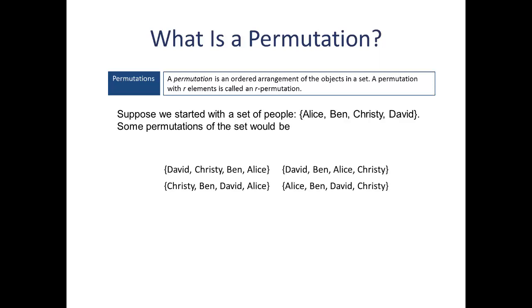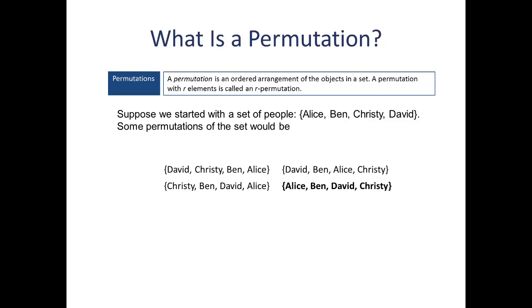Suppose we start with a set made up of 4 people: Alice, Ben, Christy, and David. Some permutations of that set would be David, Christy, Ben, Alice; David, Ben, Alice, Christy; Christy, Ben, David, Alice; and Alice, Ben, David, Christy. The key thing I want you to take away from these examples is that even though they all have the same 4 names in them, they're considered different permutations because the order of the names is different. That's the key part of the definition of a permutation: order matters.